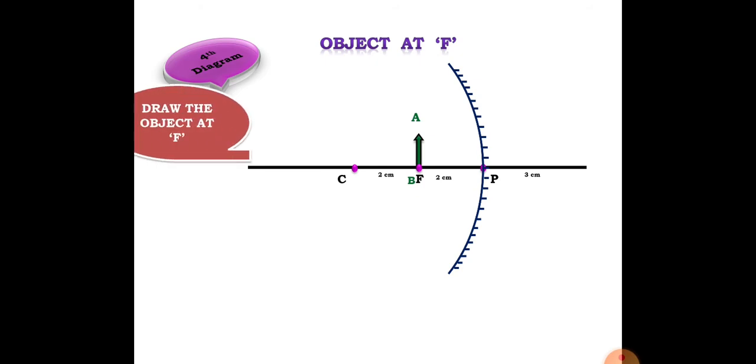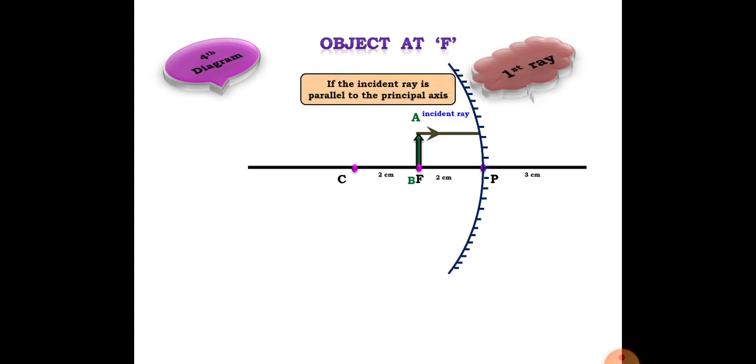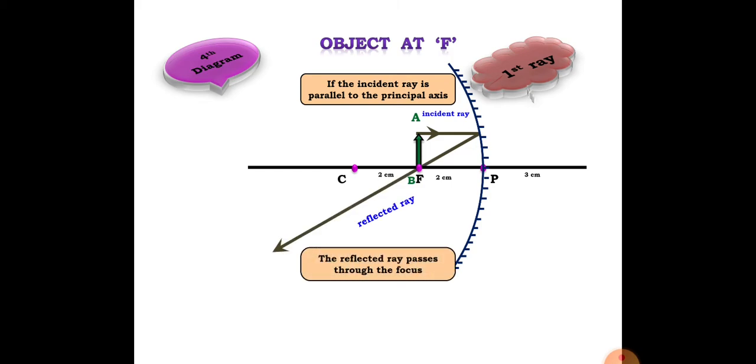So what you will do here, first rule you can apply, yes, incident ray parallel to the principal axis and passing through the focus. Can we apply this first rule? Yes, we can apply, and we have applied here, and it is passing through the focus. What does the second rule say?